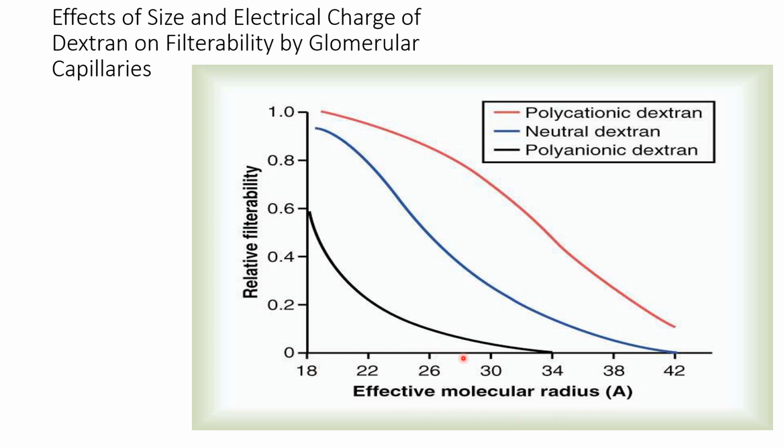As the radius is increasing, as you can see, the filterability is decreasing. So these colored ones are, one is polycationic, one is neutral and one is polyanionic. So for anions, that is negatively charged, the filterability is very low, though the radius is more.